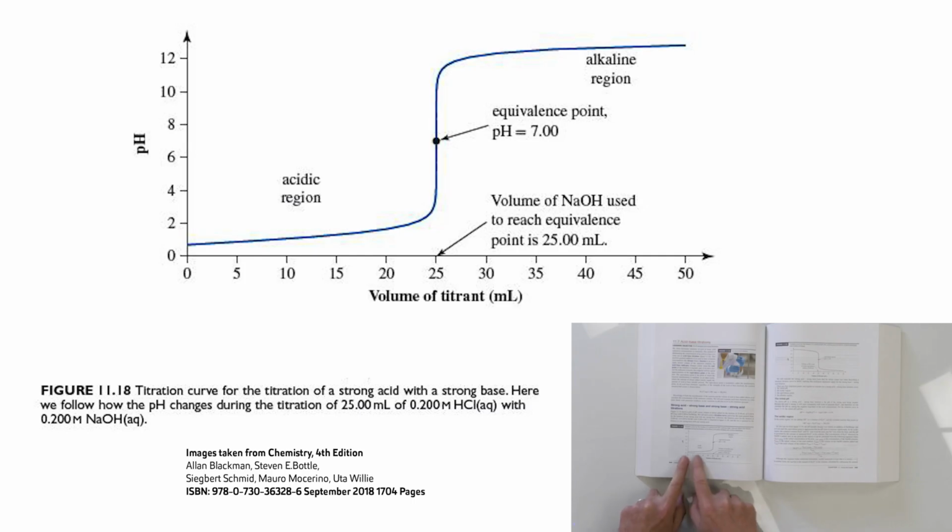So we call this region here the acidic region because obviously the pH as we go all the way up to 25 mils is on the acidic side of 7. We call this the alkaline region or the basic region. Again, after you hit your equivalence point, the pH is greater than 7. And one other thing to notice here, look at that, the pH doesn't change very much, and you're adding quite a lot of sodium hydroxide. The pH is not changing very much.